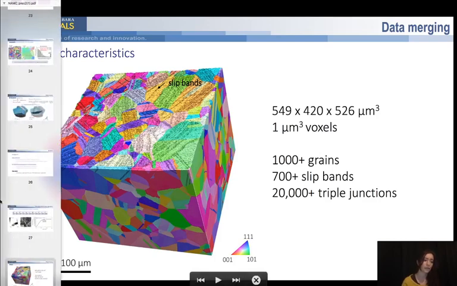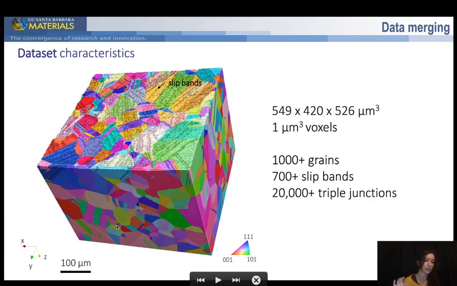However, there are actually more slip bands in the bulk of the dataset, which we obviously cannot capture, but you will see that we can learn a lot already about slip band nucleation and behavior and how they are connected with the 3D microstructure with this kind of datasets.